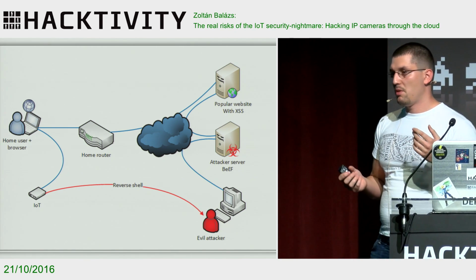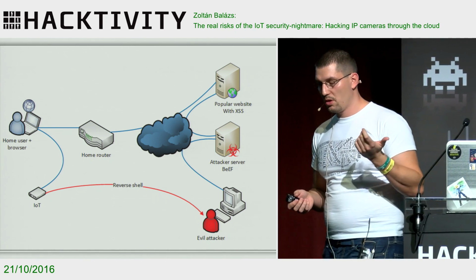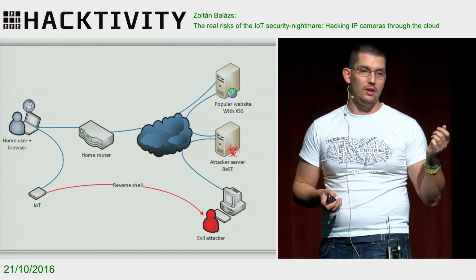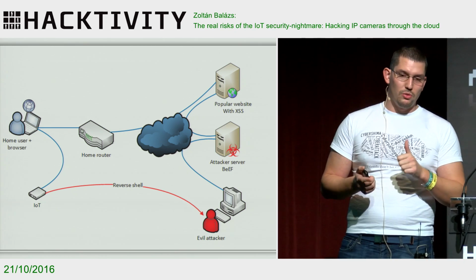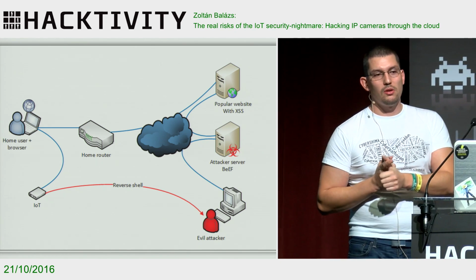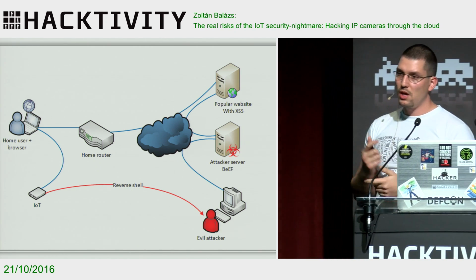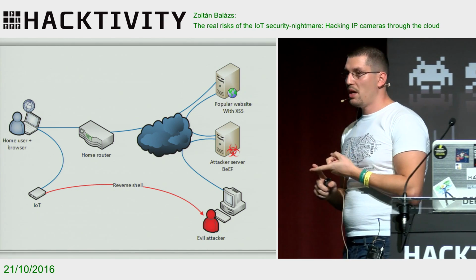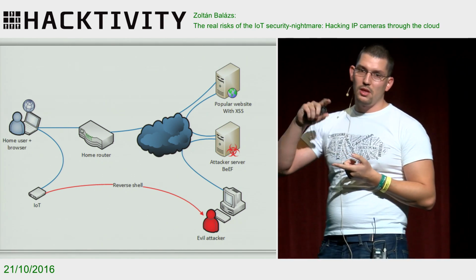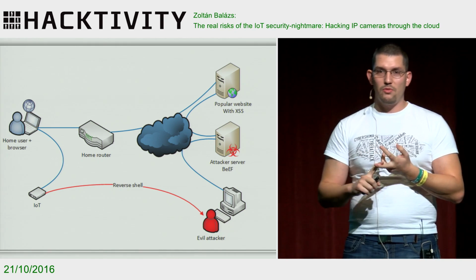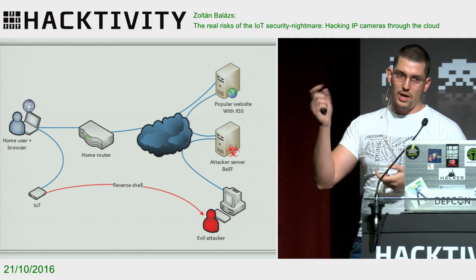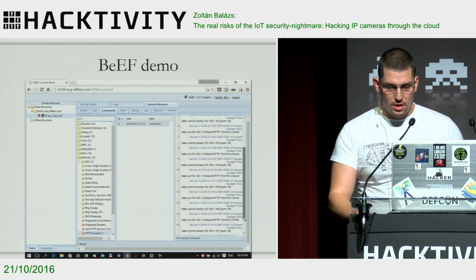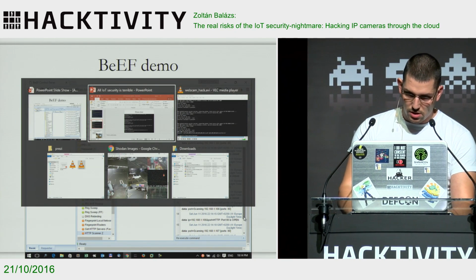And now that my malicious JavaScript code runs inside the home user's browser, I will be able to leak the internal IP of this browser. Now that I have the IP, I can start to port scan his home network. And whenever I find vulnerable devices, I can start to attack them. Now, let's see it in action.